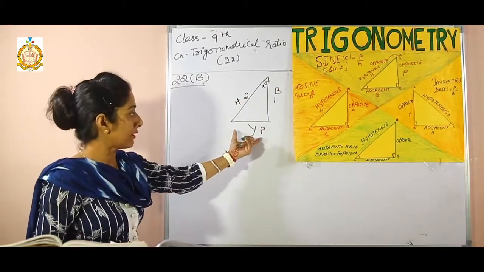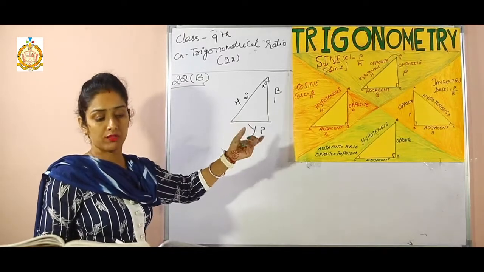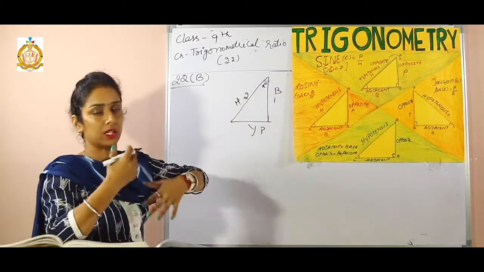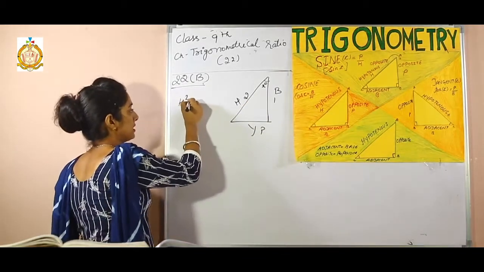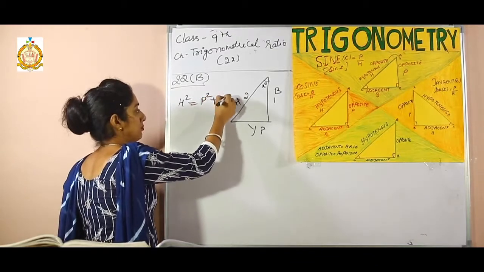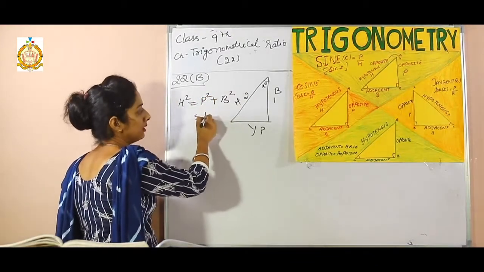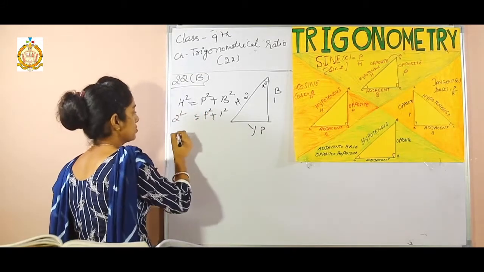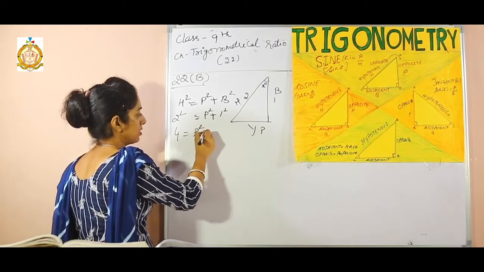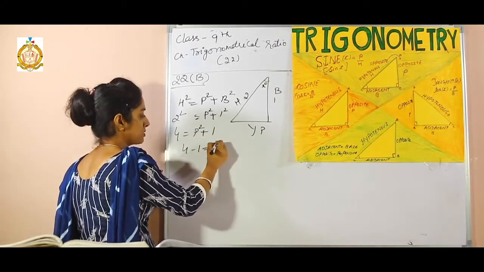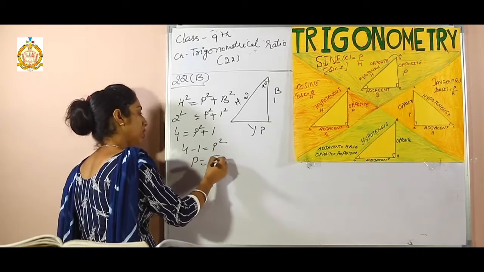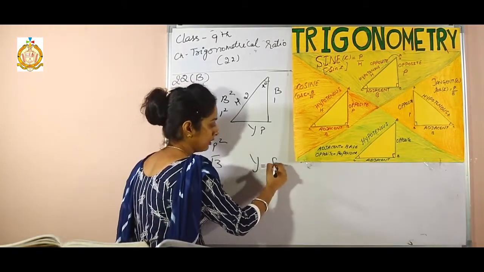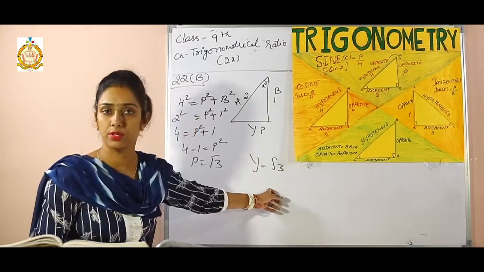Now first of all we have to find the value of y or value of p. So here h is given, b is given. Again Pythagoras, h square is p square plus b square. Now what is p? P is not given, b is 1 square, and there is 2 square. 4 is equal to p square plus 1. 4 minus 1 is p square, and p is under root of 3. Now first of all we have to find the value of y, which is equal to under root 3.